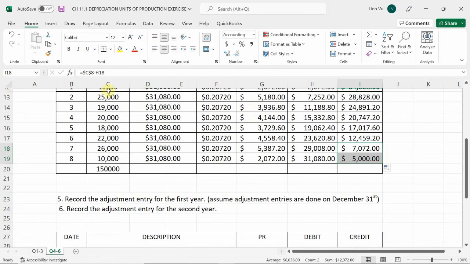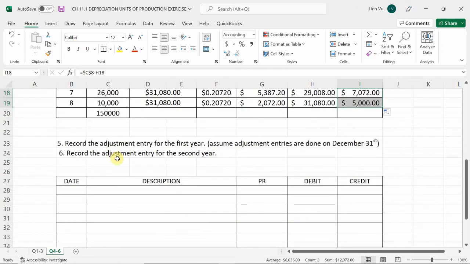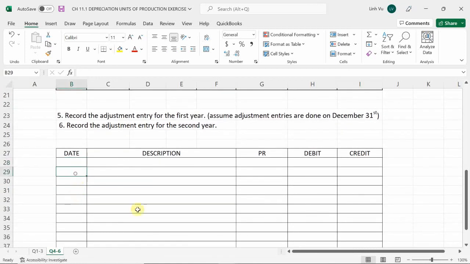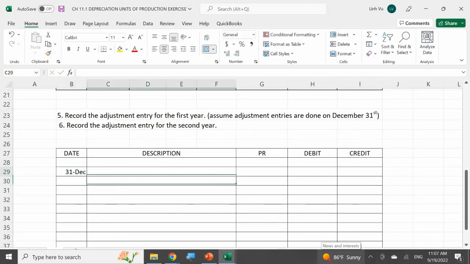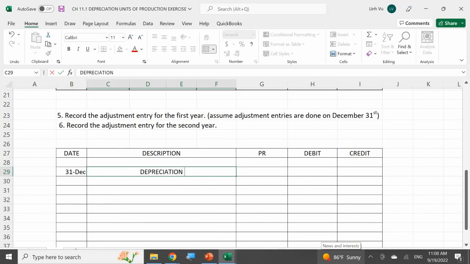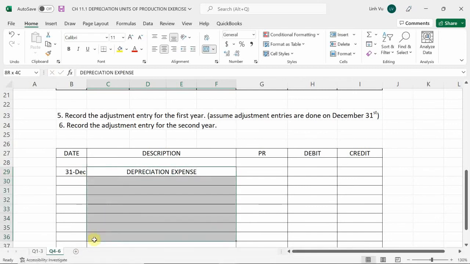Okay? So good. So last two questions of the day, 5 and 6, is to journalize the adjustment entry for the first and second year, assuming that you're going to be doing the adjustment entries as of December 31st. So in this case, first year of depreciation, how are you going to journalize it? Depreciation expense. Good. And you're going to debit it.